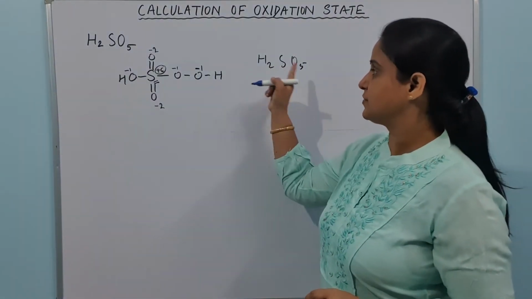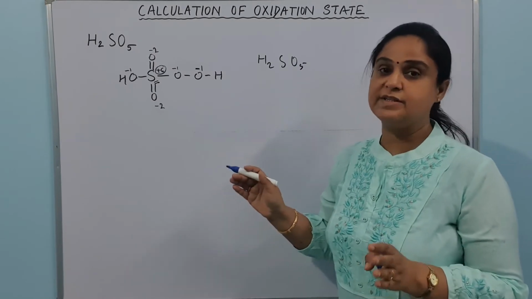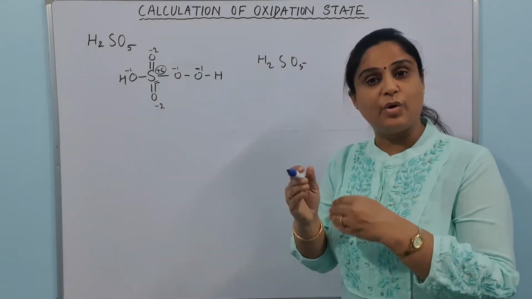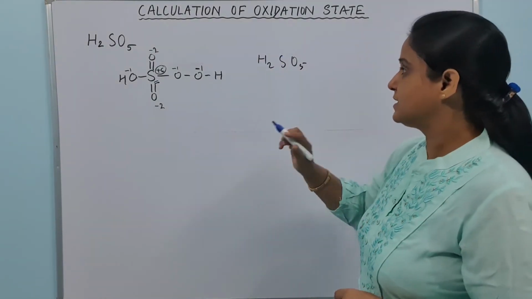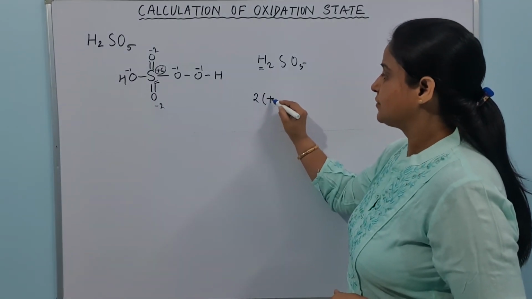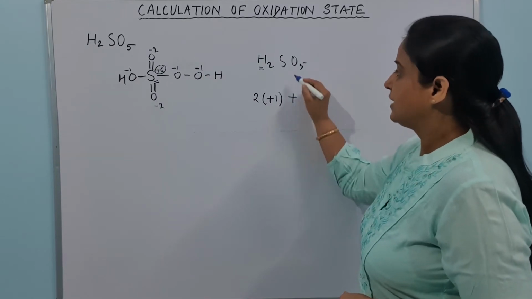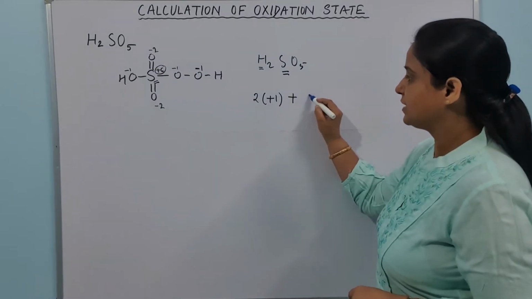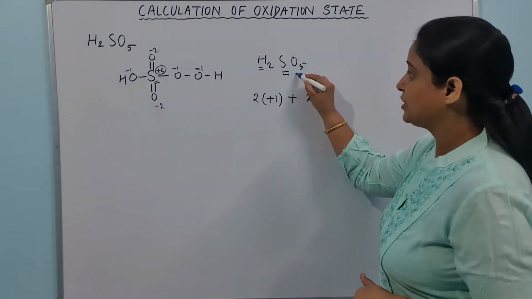So I am using this formula to calculate the oxidation state of sulfur considering the bonding present in the compound. Let's see to it. How many hydrogens are there? 2. What is the oxidation state of hydrogen? 1. I am adding it with the sulfur. How many sulfurs are there? 1. So this is X.